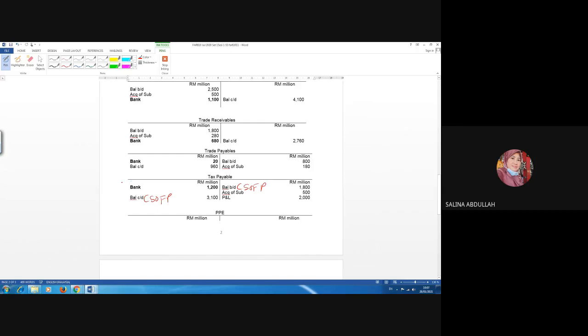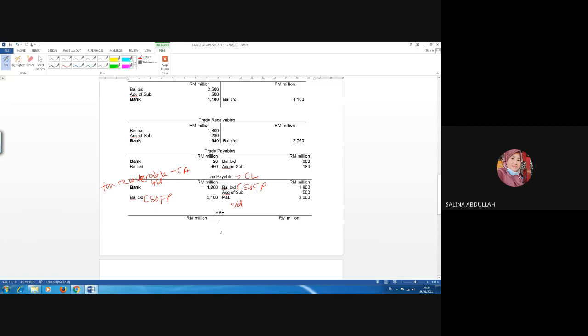However, if let's say you come across this term tax recoverable, you may have beginning on the debit side because this tax recoverable is a current asset. Tax payable is a current liability. So if it is tax recoverable, you may find that this beginning balance is on the debit side, because it is an asset, and automatically we have ending balance on the credit side.